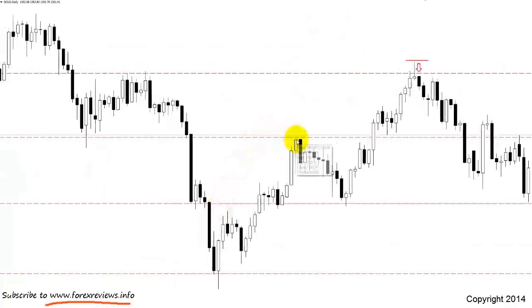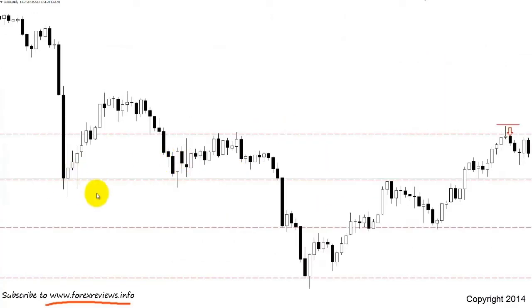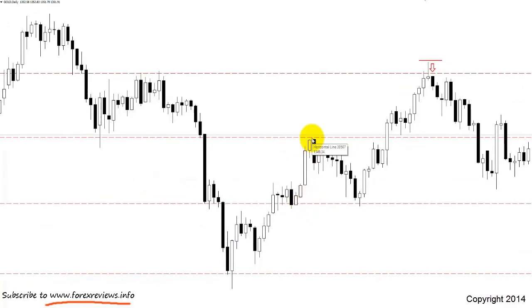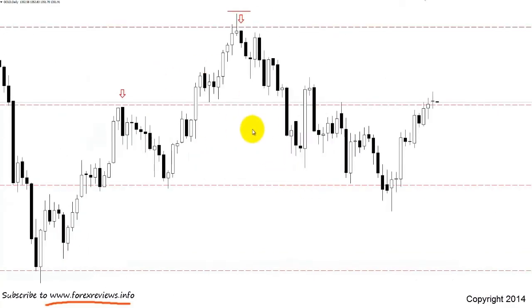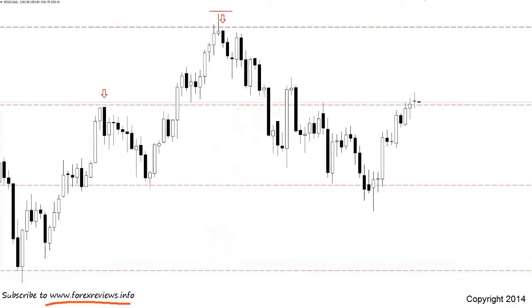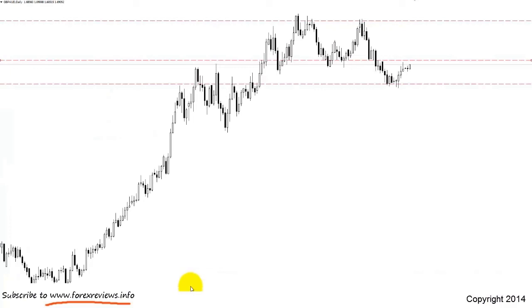We also retested this. So this was a support zone, previous support zone, broke below, came back and tested it as resistance. Got a bearish engulfing, and then what happened? Price went down. And the market just keeps doing this over and over and over again. Let's move on to the next pair.